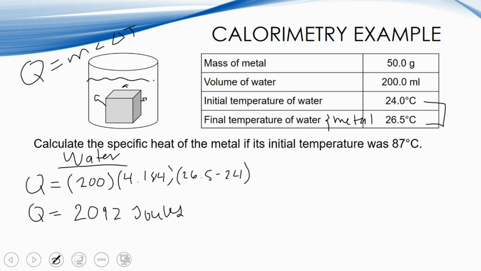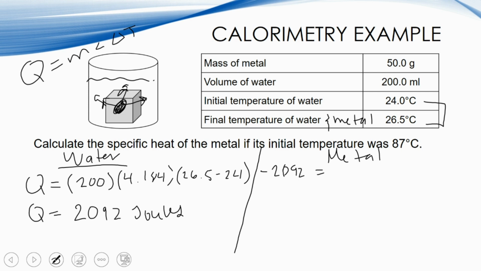So now what we're going to do next is take that exact same number and use it for the metal. The reason we're doing that is because if the water gained 2,092 joules, then that means that the metal lost 2,092 joules. Because remember, whatever energy was in the metal was released to the water. So it's kind of like somebody gives up the energy, somebody else gains it, and that amount of energy is the same.